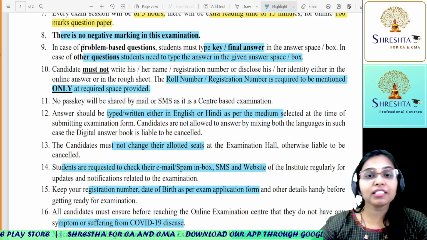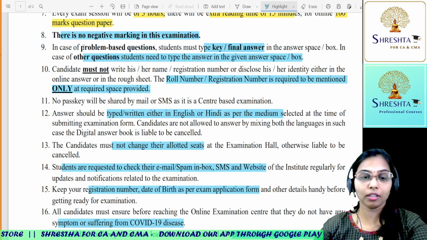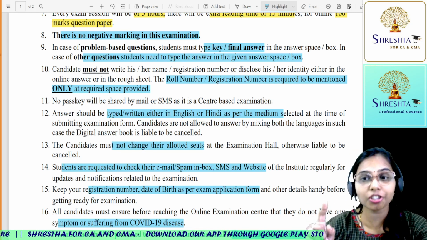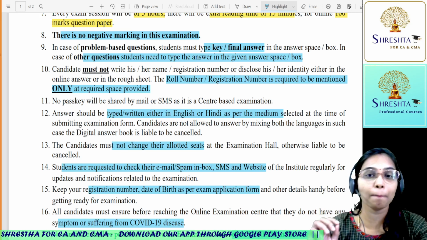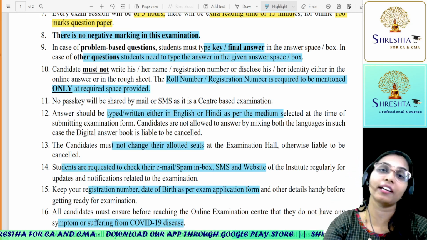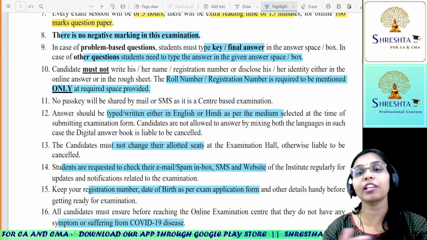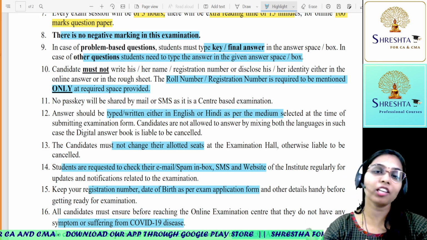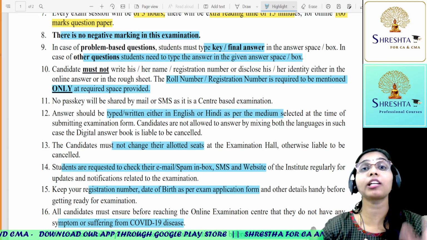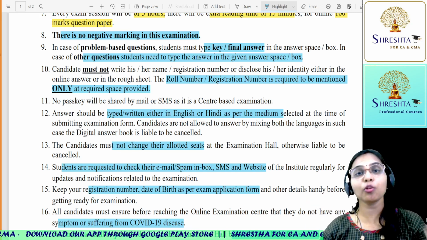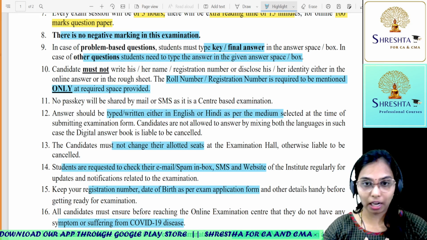Next, answers should be typed either only in English or Hindi. Boys and girls, it is very necessary that you have a knowledge that if you are registering in Hindi medium, you have to write it in Hindi, and if you are registering in English medium, then you have to write the answers in English. You should not combine both the languages, writing one question in English, one question in Hindi. It is not allowed. Okay.